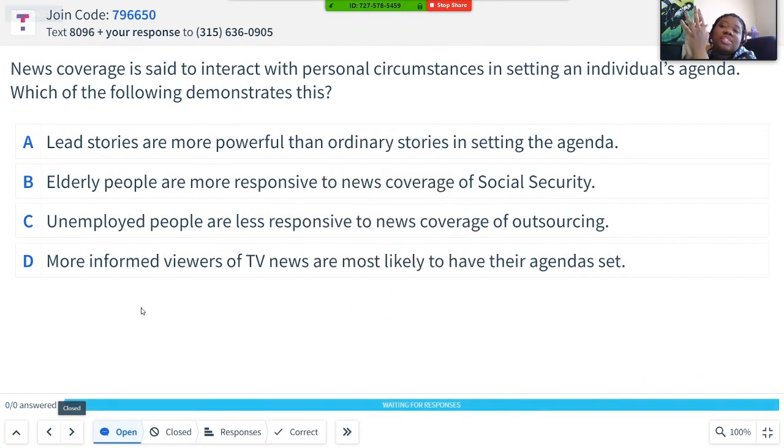News coverage is said to interact with personal circumstances in setting an individual's agenda. Which of the following demonstrates this? Lead stories are more powerful than ordinary stories in setting the agenda. Elderly people are more responsive to news coverage of Social Security. Unemployed people are less responsive to news coverage of outsourcing. Or more informed viewers of TV news are more likely to have their agendas set?